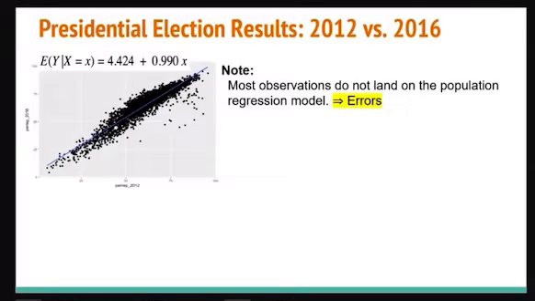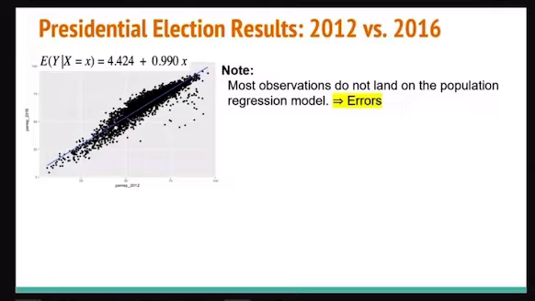The fact that there's a deviation, the fact that some points are scattered away, is a confirmation that our model does not give an exact characterization of reality. And that was what I said. Look at that. Most observations do not land on the population regression model. We call that errors. I told you yesterday the difference between errors and residuals. When you use a population regression model, you're talking about errors. Errors are the distance between the original y and the predicted y.